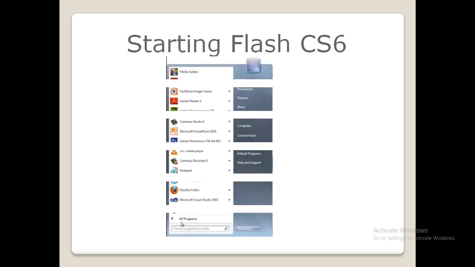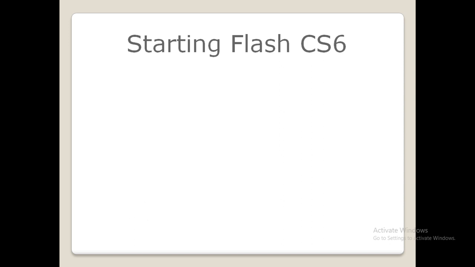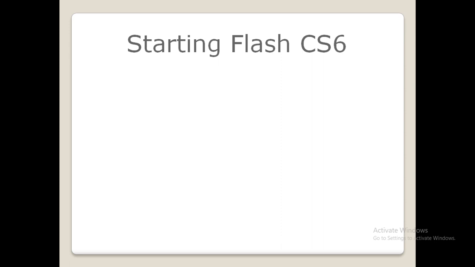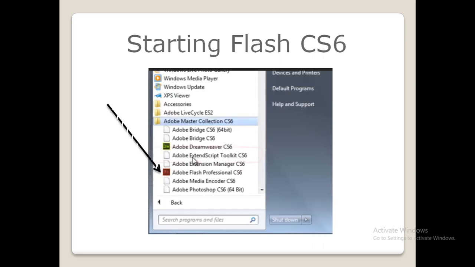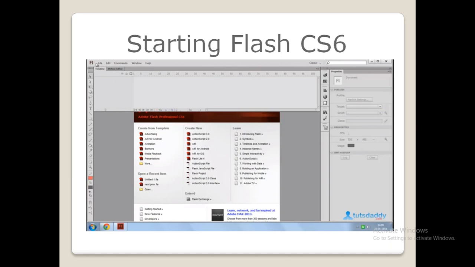Now first, how to start Flash? To start Flash, first click on the start button present over here and click on the all programs option. Now you will see there is an Adobe Master Collection CS6 present over here. You will click on this and you will see there is an Adobe Flash Professional CS6 option present in your menu. Now as soon as you click on it, you will see the welcome screen appears on your monitor.